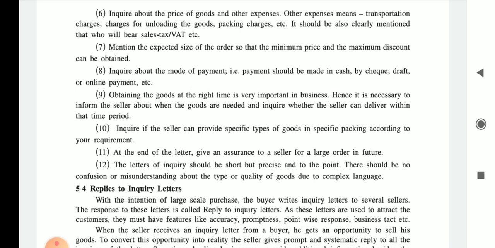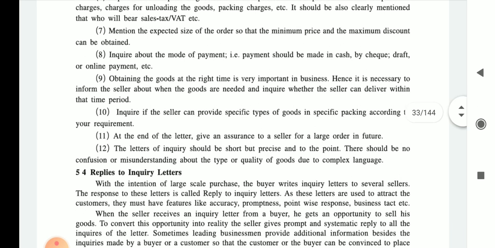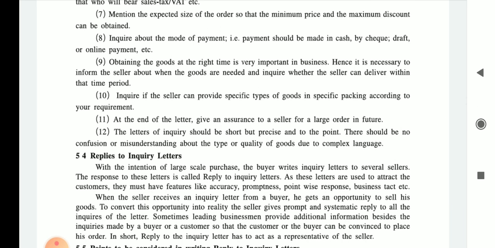You have to give a specific number of goods and in a specific proportion, that is, how much you want to purchase from a businessman. You have to give a clear expected size of the order, saying that you want to purchase this much amount of the product from you. It is very useful for the businessman to decide how much discount should be given to us. Inquire about the mode of payment.